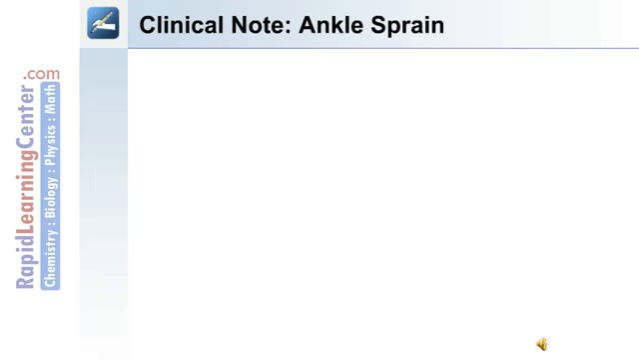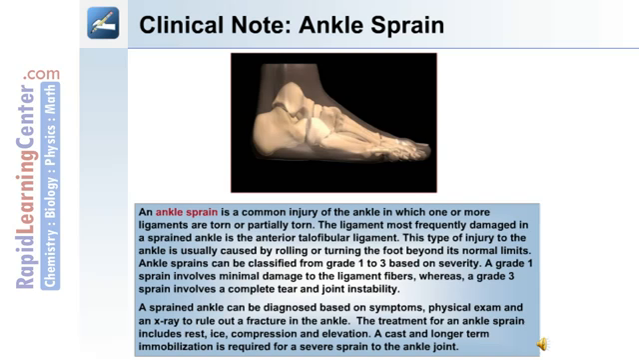The following is a clinical note on ankle sprain. An ankle sprain is a common injury of the ankle in which one or more ligaments are torn completely or partially. The ligament most frequently damaged in a sprained ankle is the anterior talofibular ligament. This type of injury to the ankle is usually caused by rolling or turning the foot beyond its normal limits.